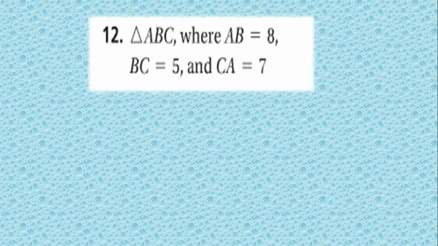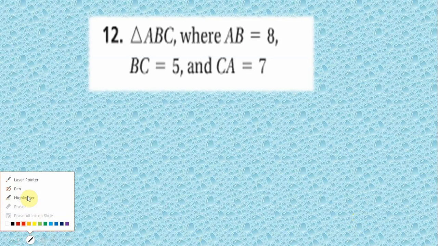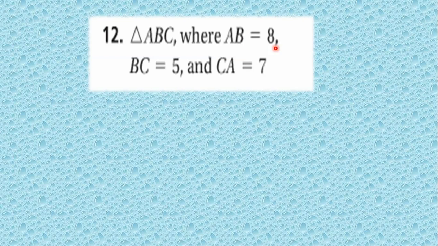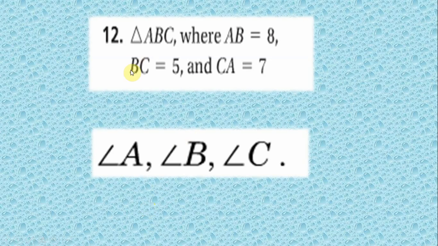Angle B. Okay. Now, what is the smallest side of these? 8, 5, and 7. 5 is the smallest one. What is the opposite angle of BC? Angle A. Then, what is the opposite of CA? Because 7 is the next smaller, it is B. Then the last one is C. Right. A is opposite to BC, then B is opposite to CA, and C is opposite to AB.